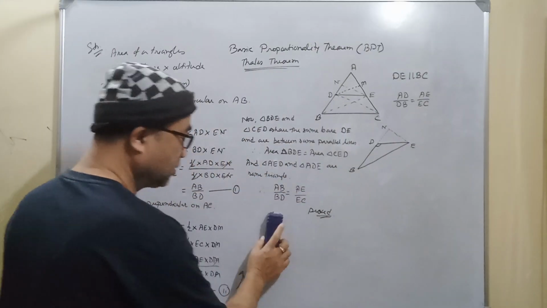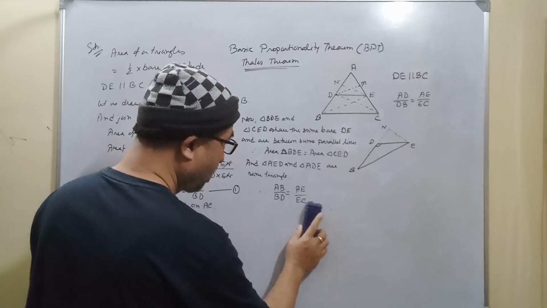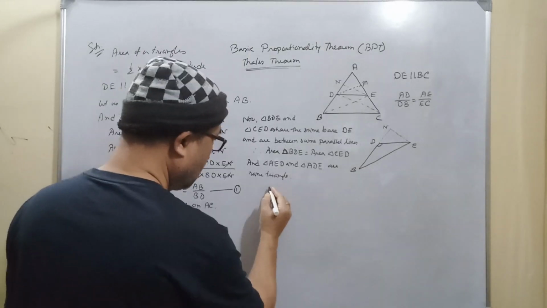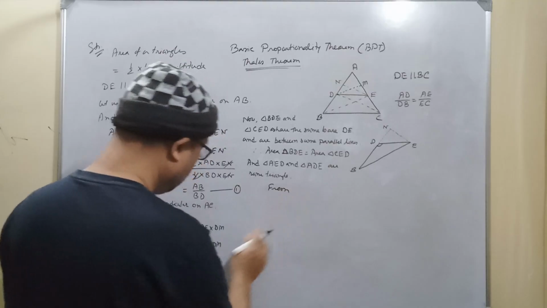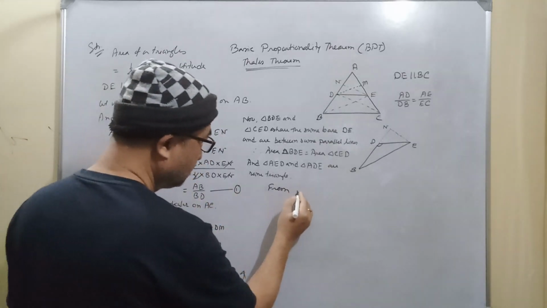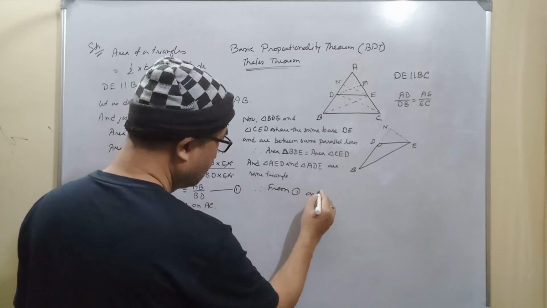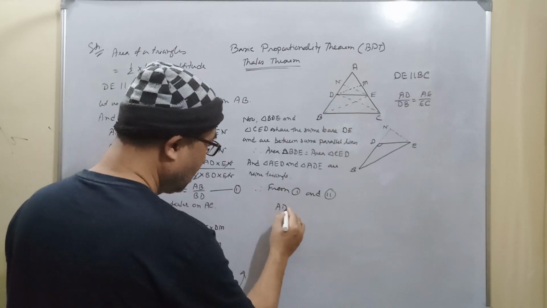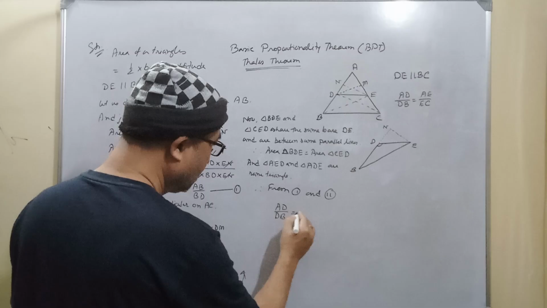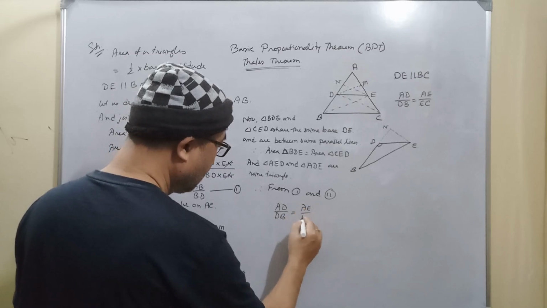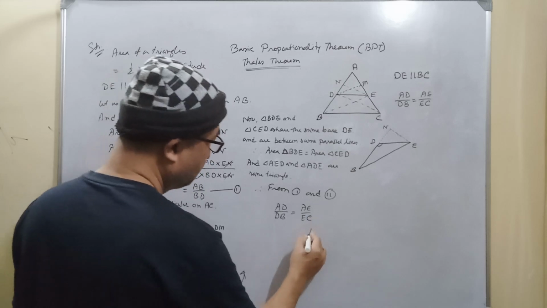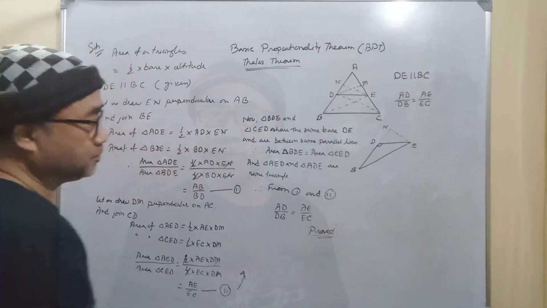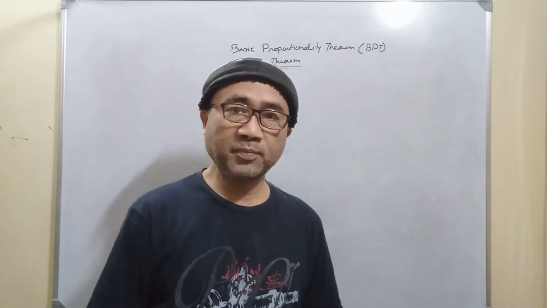A little bit of modification here. We have to mention these relations from 1. Hence from 1 and 2, AD by DB is AE by EC. Hence proved. We will prove the converse of BPT.